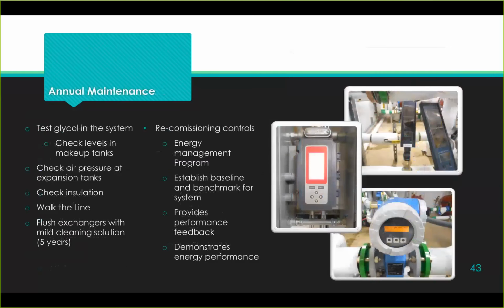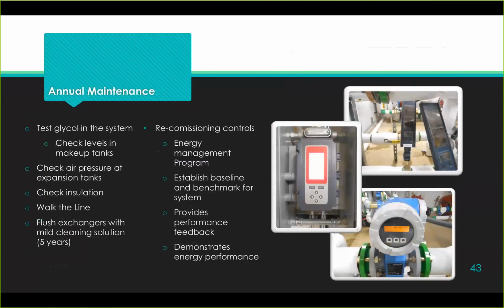Test your glycol system. You can test the glycol in this system like you would your standard heating system. You might check the levels in your makeup tanks. Make sure you're not using an excessive amount of glycol for makeup, that could indicate there's a leak somewhere in the system. You're going to check your air pressure at your expansion tanks. Check insulation on the lines.